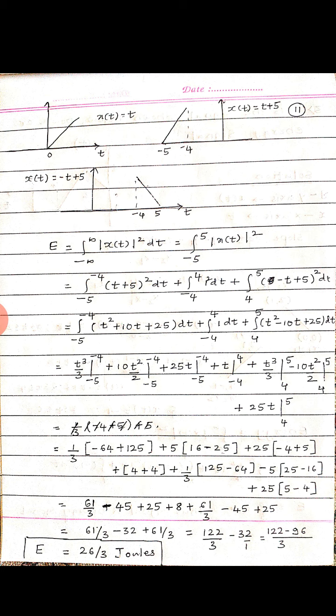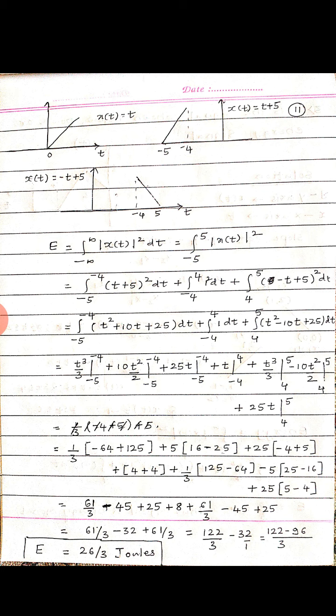Since x of t has a different value for different time intervals, let us split the integration as minus 5 to minus 4, and within this interval the signal x of t has t plus 5 values and its square is considered, so it is (t plus 5) square dt, plus from minus 4 to 4 we have the signal x of t is equal to 1 and its square is nothing but 1 square dt, plus, and the integration limits 4 to 5, the signal is defined as minus t plus 5, square into dt.